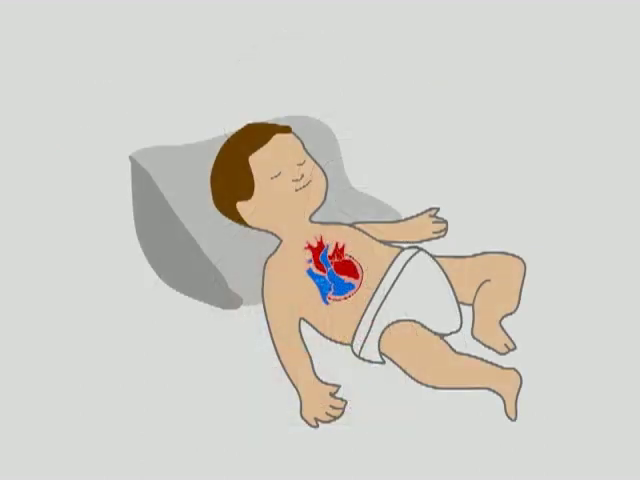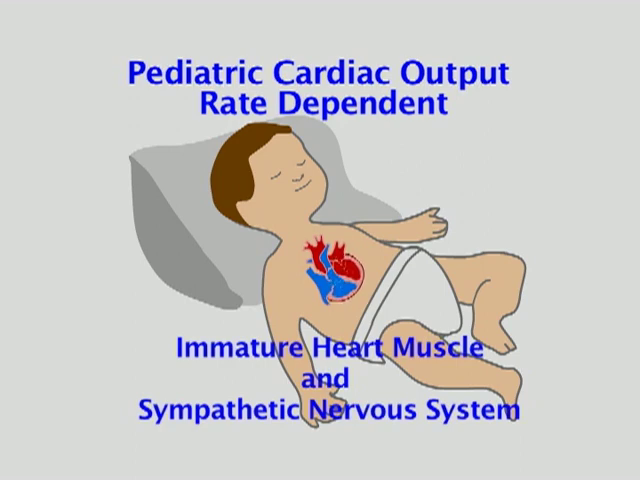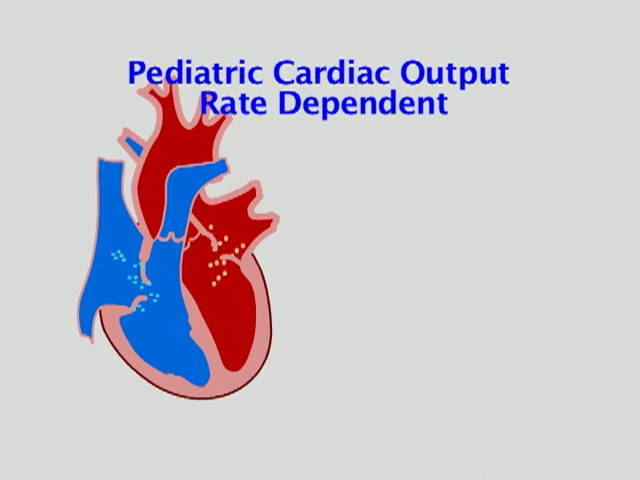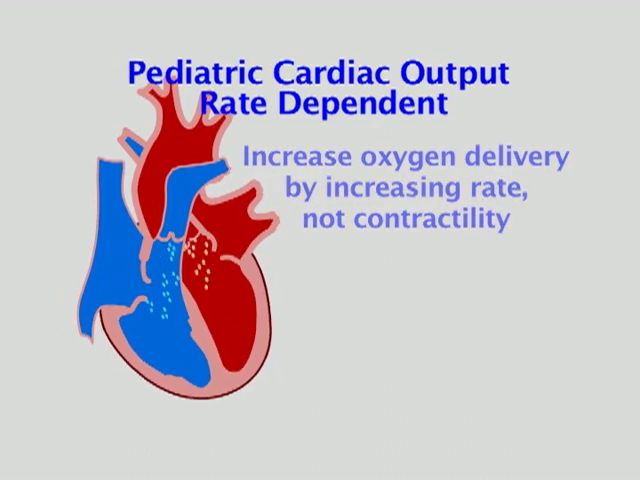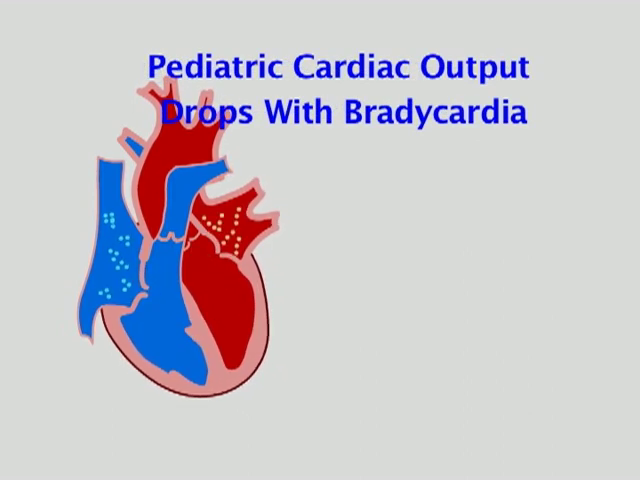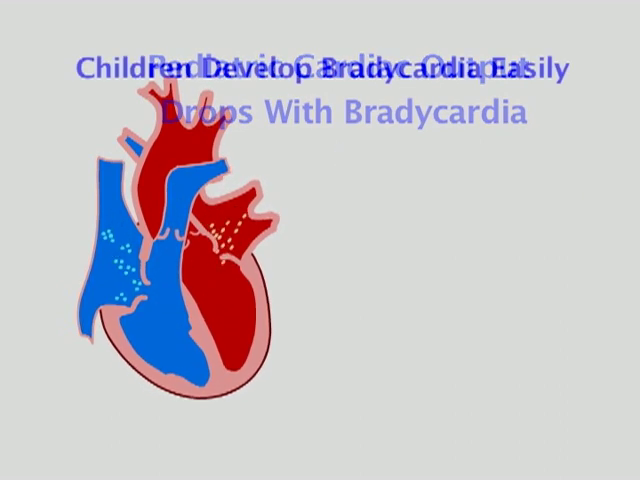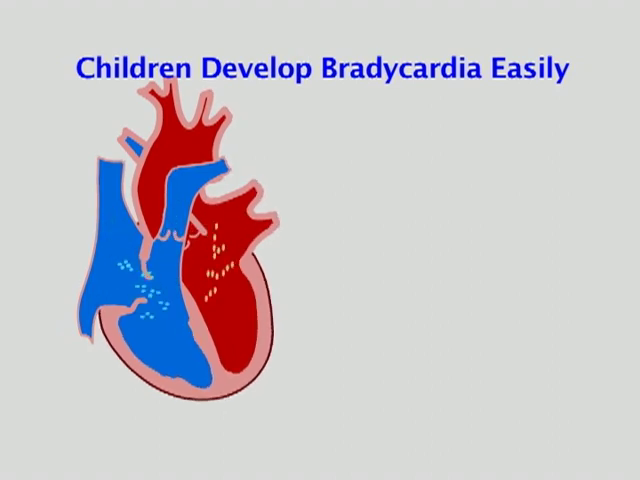Young children require a rapid heart rate to maintain an adequate blood pressure and oxygen delivery. Cardiac output is rate dependent because the child's heart muscle and sympathetic nervous system are immature. The need for more oxygen is met by increasing heart rate, not contractility. Pediatric cardiac output drops dangerously with bradycardia because stroke volume cannot increase to deal with increased demand. To make matters worse, children, unlike adults, develop bradycardia more easily.